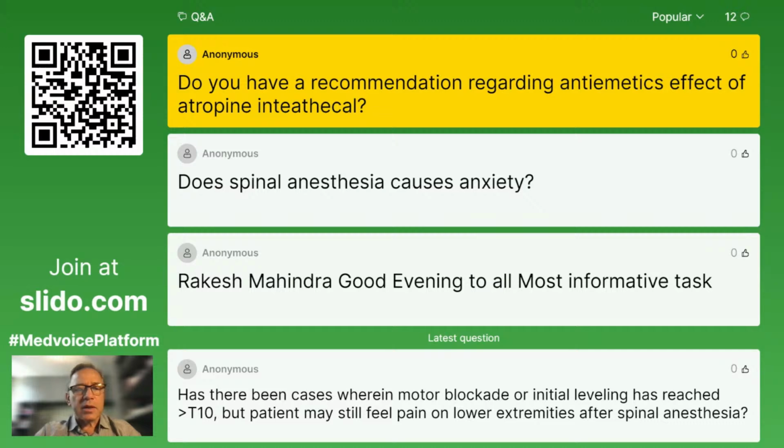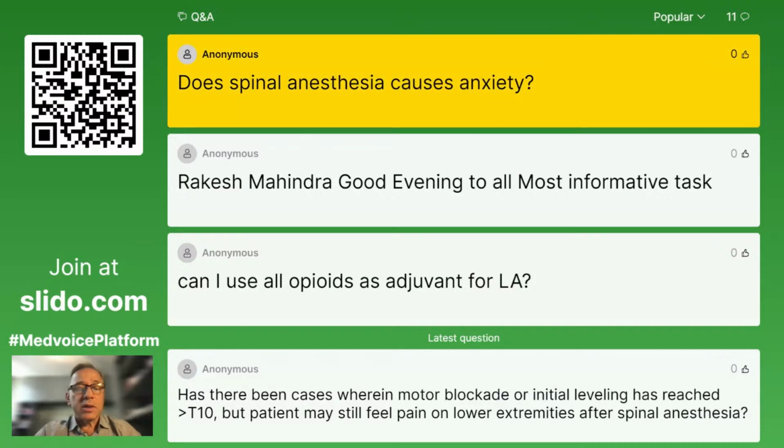Does spinal anesthesia cause anxiety? Well, listen, anything in this world causes anxiety. It's not because of spinal anesthesia, it's because of that particular patient that you have. If the patient is prone to anxiety, it can be caused by absolutely anything. Spinal anesthesia, general anesthesia, going to the hospital, the look in your eyes, whatever other things can cause anxiety, not the spinal anesthesia.